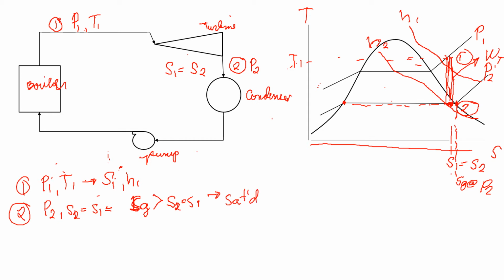But if your SG is lesser than your S2, which is equal to your S1, that means you have to find the value of your S2 in the superheated region. Okay?